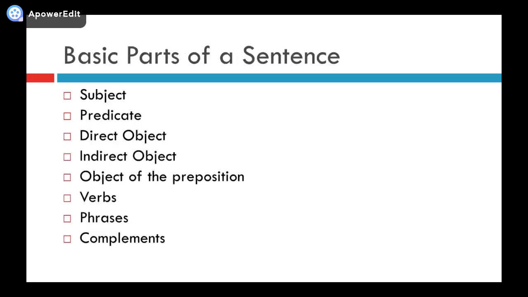Okay? Now, let us move on to basic parts of a sentence. What are the basic parts? They are subject, predicate, direct object, indirect object, object of the preposition, verbs, phrases and complements. Okay. So, we will see each one of these.